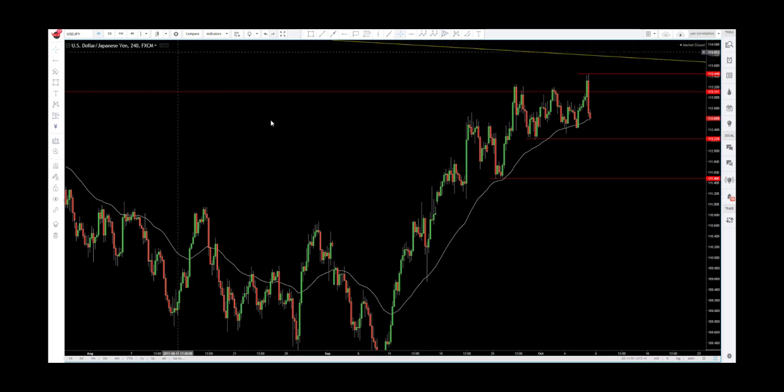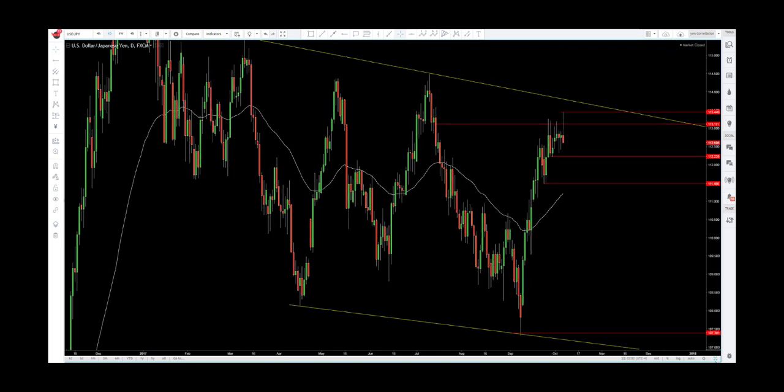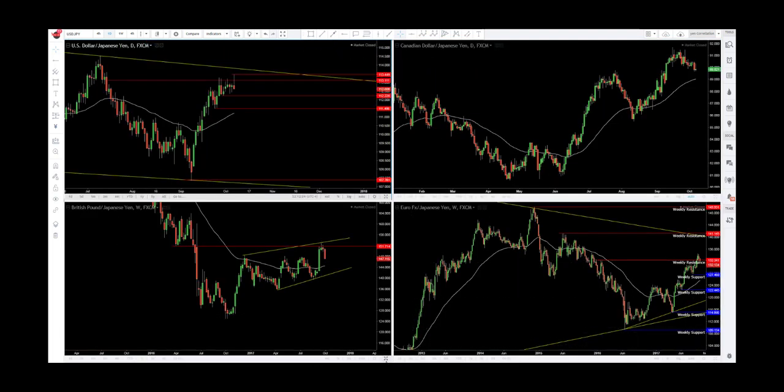And again, if the dollar remains bearish, we should see this pair continue to drop. If the pair becomes bullish again, the dollar becomes bullish, then this should result in this pair moving up. Now let's look at our other yen pairs to get an idea of the correlation.